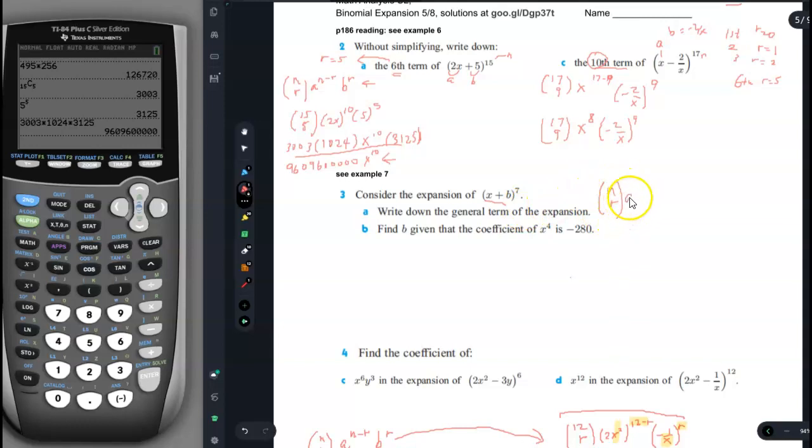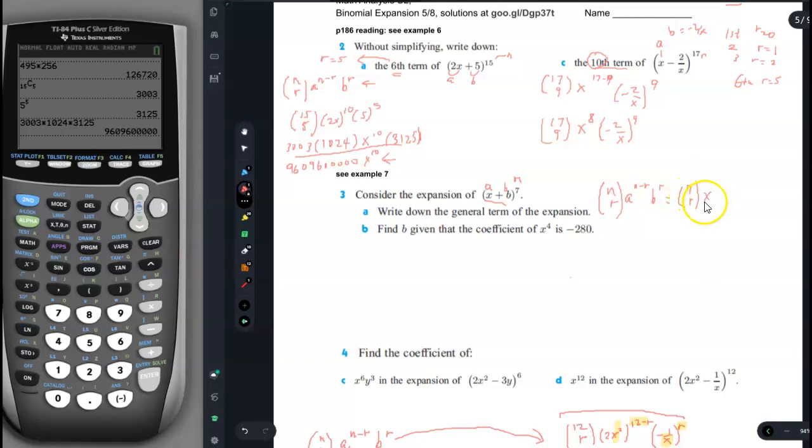In this case, they don't just mean write this down. They mean actually fill in what you know. What do we know? We know that N is 7. We know that A is X, and we know that B is B. Oh, that's good. B is actually B and not something else. Okay, so we're going to do 7 chooses R. We don't know what the R value is. That's why it's the general term.